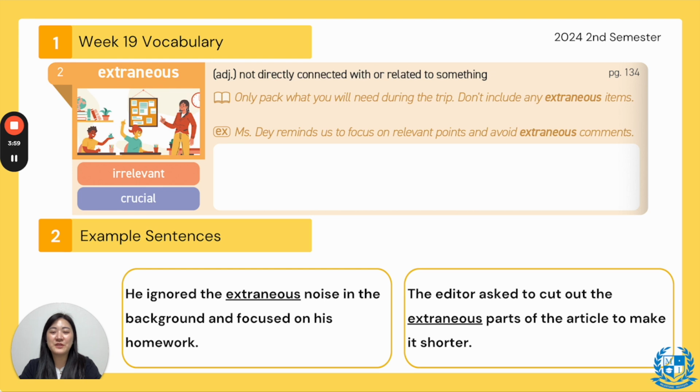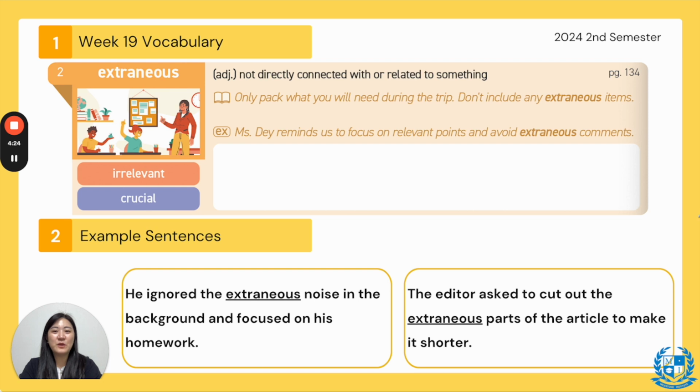Next one, number 2. Everyone say extraneous. Extraneous. The synonym is irrelevant and the antonym is crucial. The part of speech is an adjective and it means not directly connected with or related to something. So a little bit of extra, not needed. That's how I like to remember because it has the word extra in the beginning.